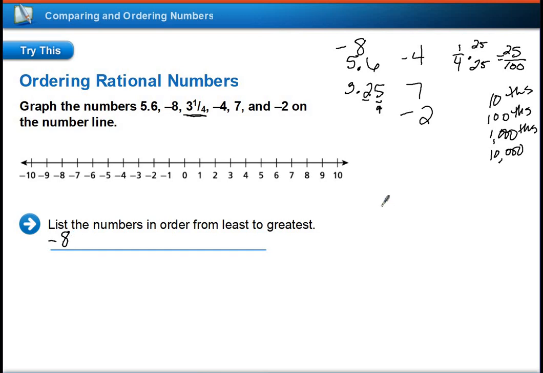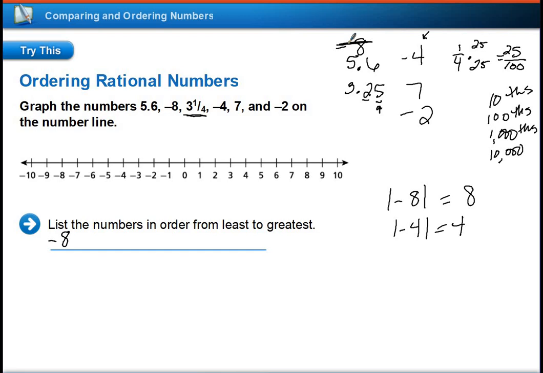Another way I can do this is I can use absolute values to help me decide how far away it is from 0. So negative 8 is 8 spaces away from 0, so it has to be smaller than negative 4, which is only 4 spaces away from 0. So we use absolute value just to help us determine how far from 0, and then how far from 0 and in which direction helps us determine the size in comparing and ordering. All right, so I have negative 8. Well, my next biggest absolute value is 7, and that's not negative, so it can't go next.